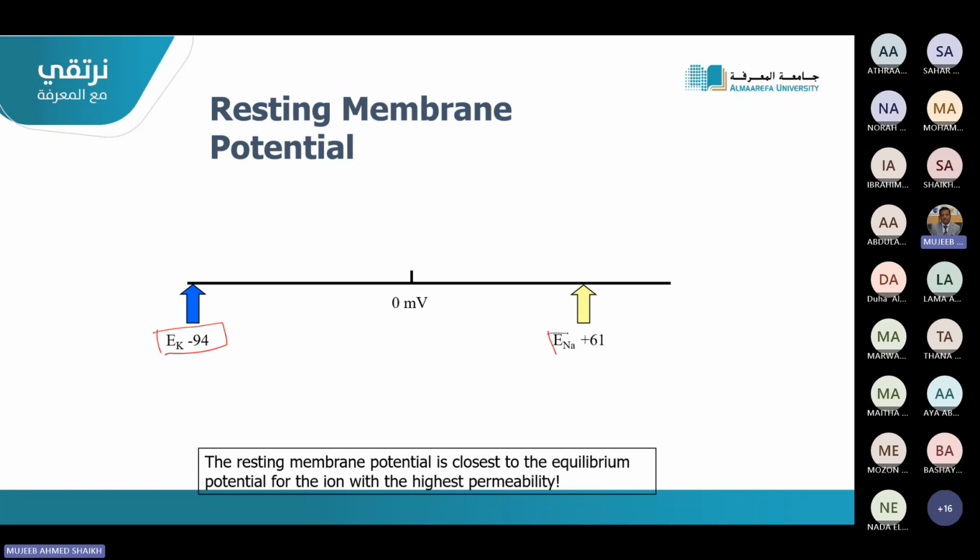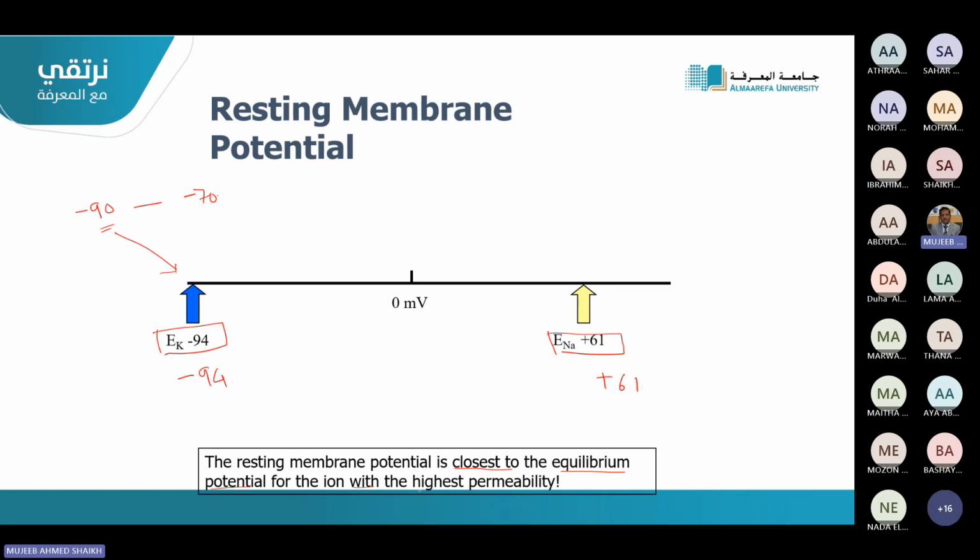Here is the equilibrium potential for potassium, and here is the equilibrium potential for sodium, which is plus 60, remember, plus 61. Here it is minus 94. How much did I tell you for the resting membrane potential? Minus 90 for all the cells and minus 70 for the neuron. So which number is it near to, sodium or potassium? Potassium.